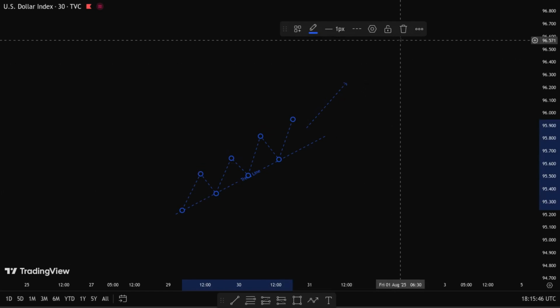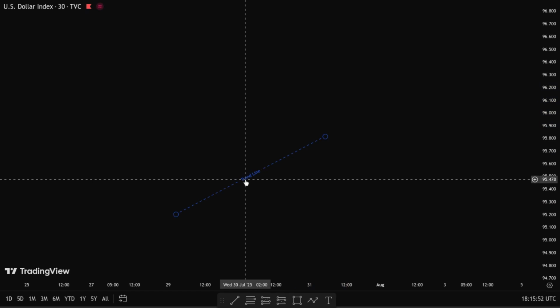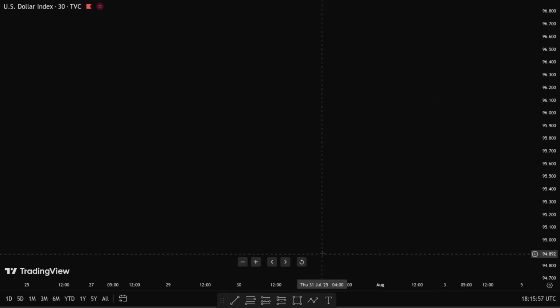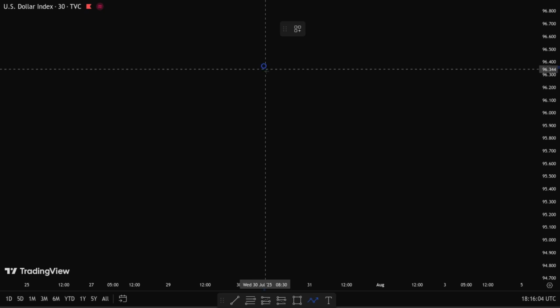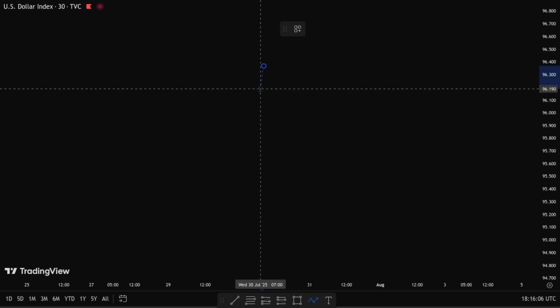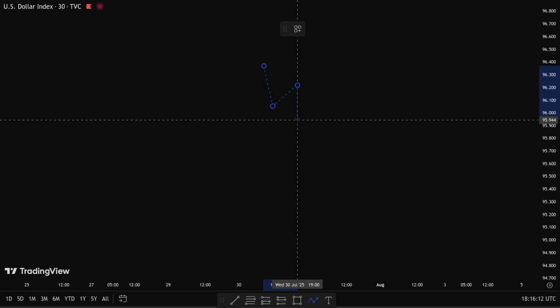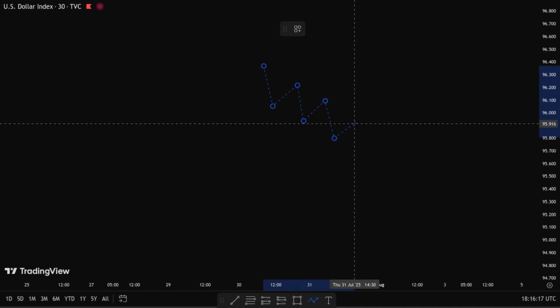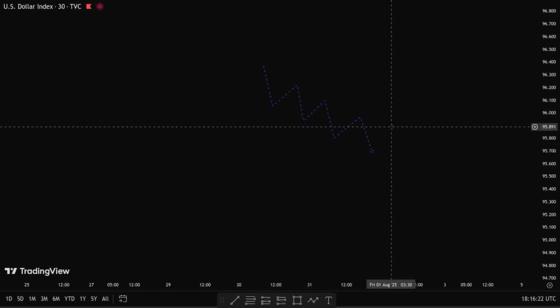So let's talk about the downtrend. It's quite different. The downtrend is something like this. It has a lower high, a lower low, a lower high, lower low, like this, lower high and lower low. So this is the downtrend.